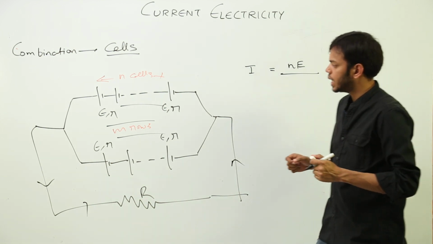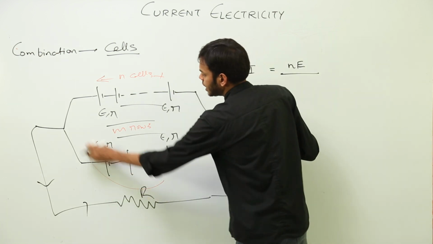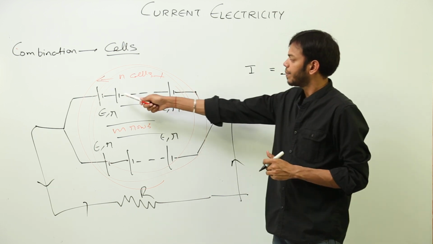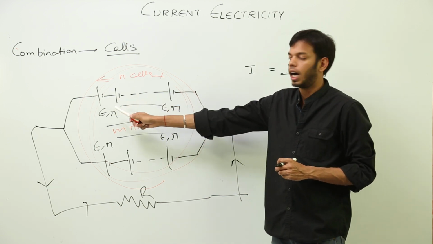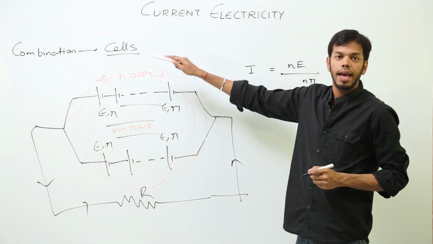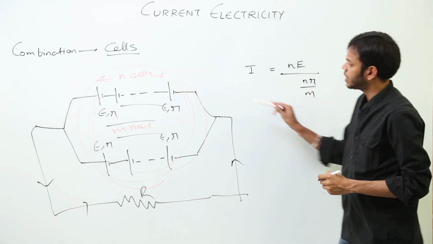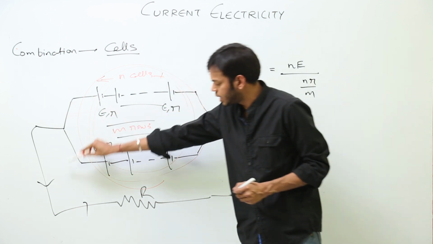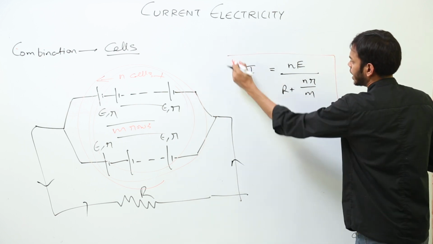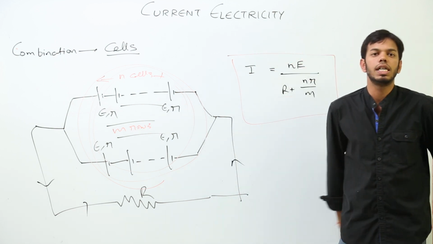Now what is the total resistance? This R, external resistance, is in series with the whole combination. And what is this whole combination giving me? There are n small r's in a row, so n times r, and there are m such rows, so divided by m. So this is the effective resistance of this whole, and the whole circuit is in series with this resistor R. So this is the value of total current across such type of combination. This is how we deal with combinations of cells in series and parallel.